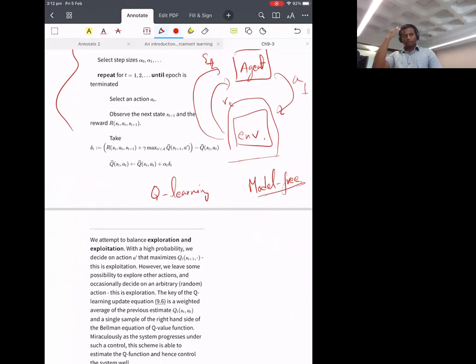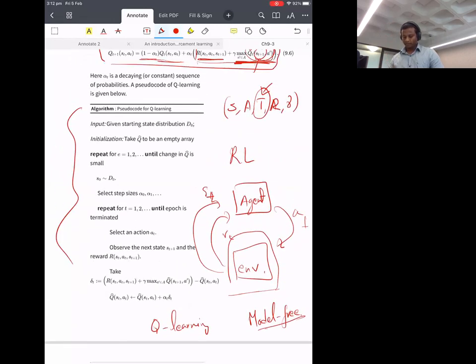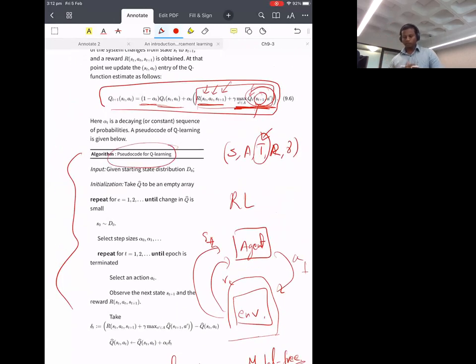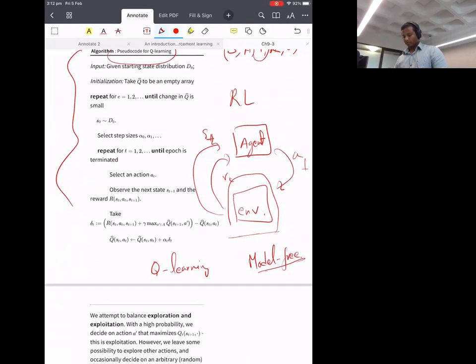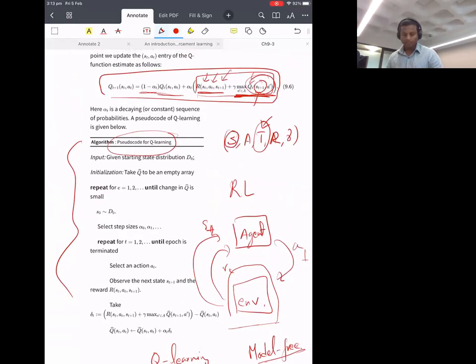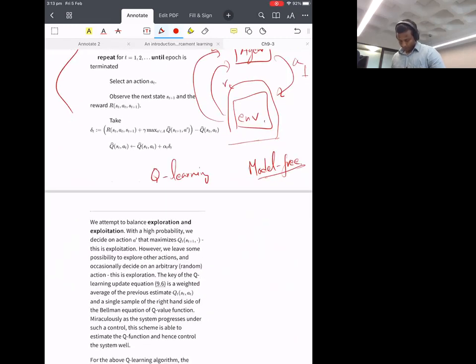As I told you, I only covered Q learning here, but you can also do similar things for value iteration, the value function, as well as policies. So you can actually have three kinds of model free approaches. There is a question, what is S? S is a set of states.